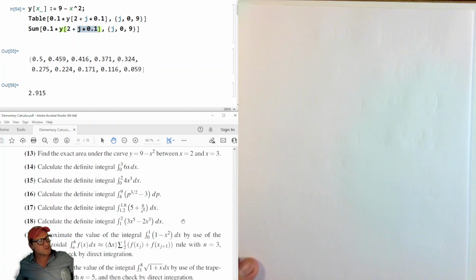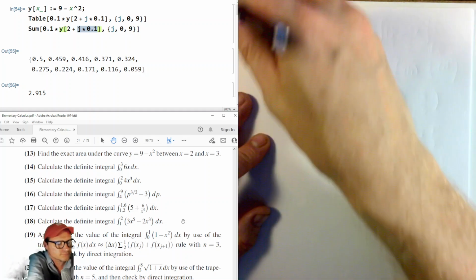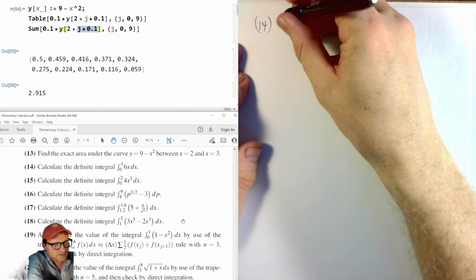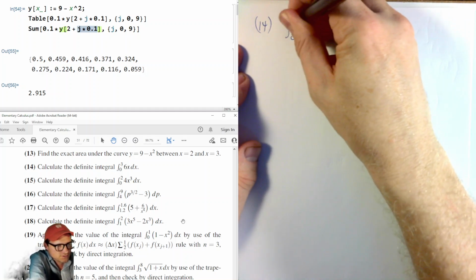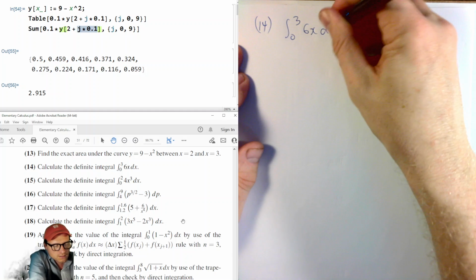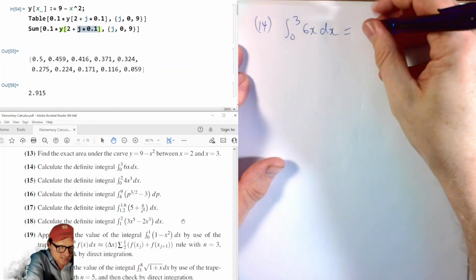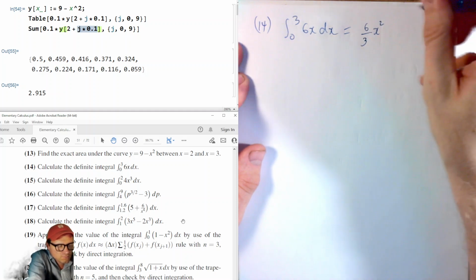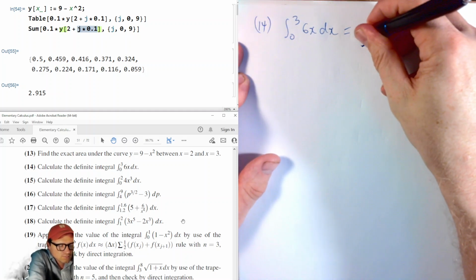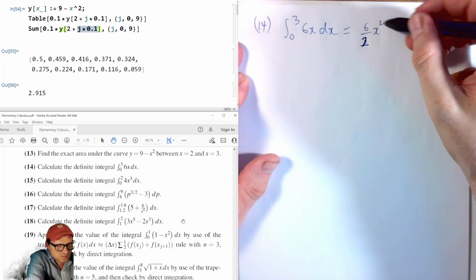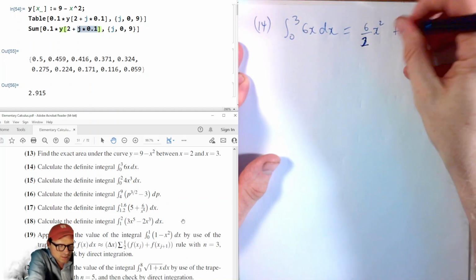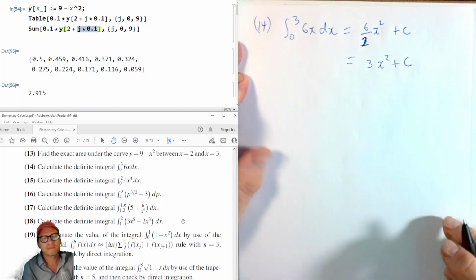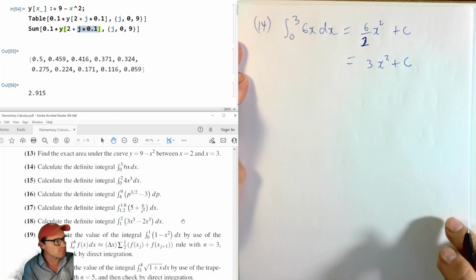Okay, let's move on now to question 14. Calculate the definite integral from 0 to 3 of 6x with respect to x. Okay, we add 1 to the exponent. So the new exponent is 2, divide by the new exponent, and add c. So this gives us 3x squared plus c. And we're done with that problem.